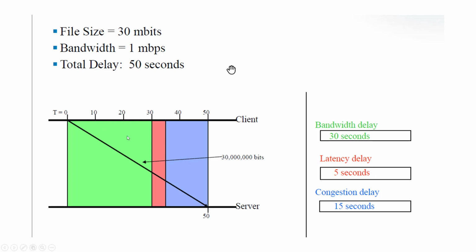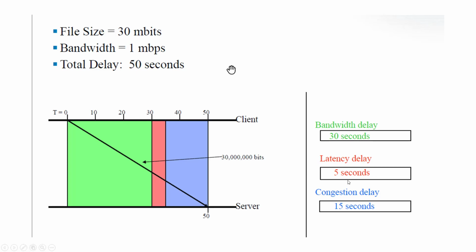In green, we have a bandwidth delay, 30 seconds. The simple math here is easy to do. Since I have 1 megabits per second, 30 megabits, it will take me 30 seconds to send all the packets to the destination. We have a very large latency delay here.